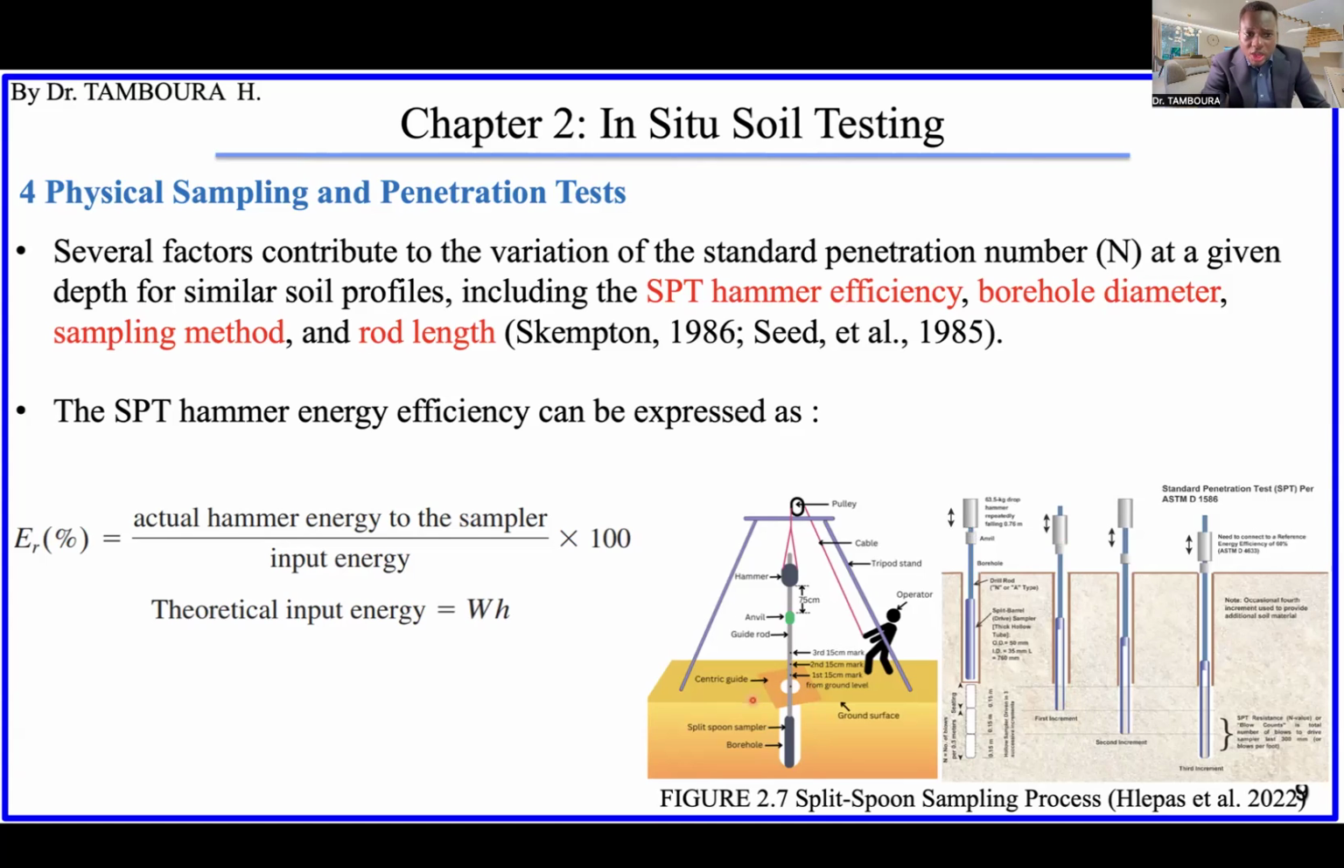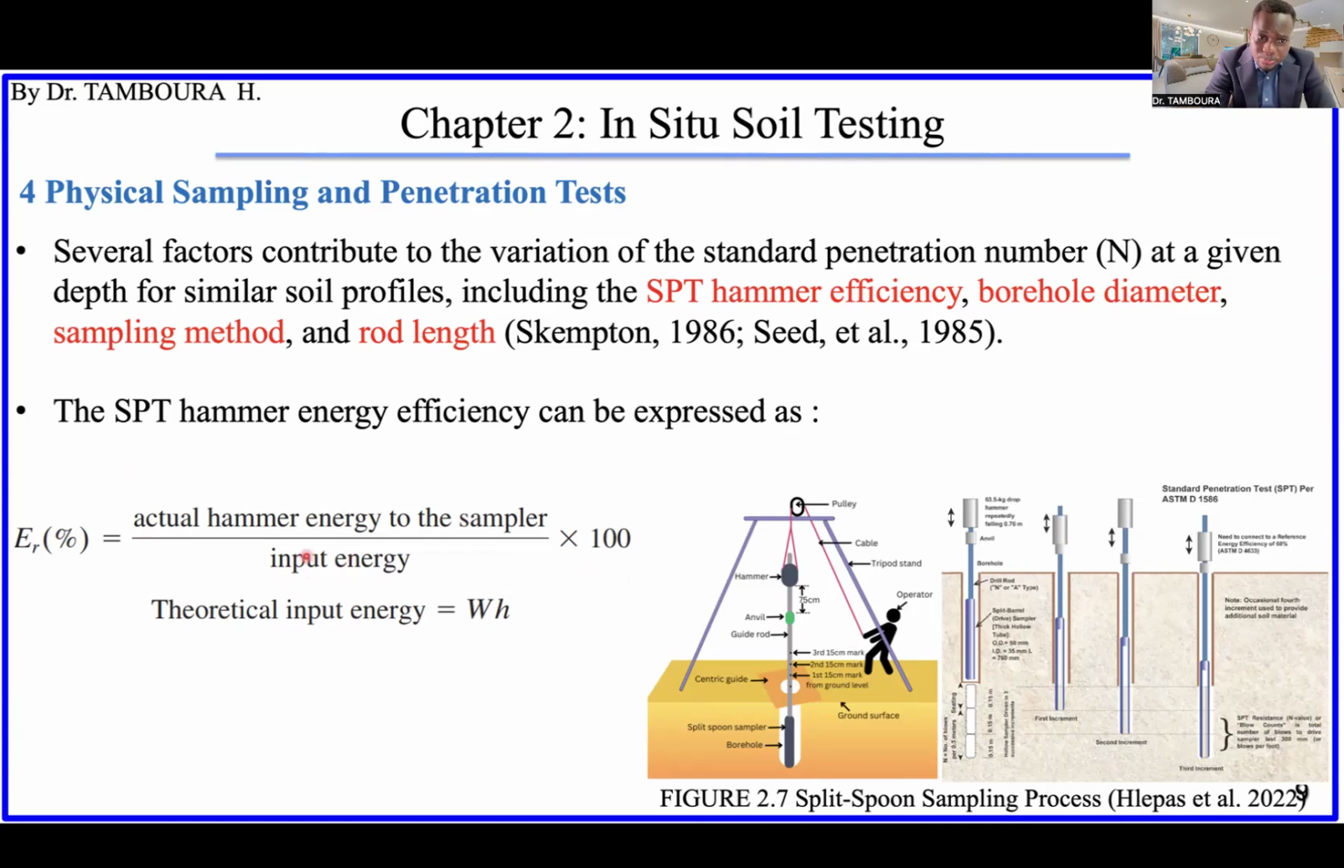That's why we need to investigate to know the efficiency. So the efficiency is the actual energy that the sampler is receiving, divided by the input energy. It means the theoretical energy, weight multiplied by H, the height. Multiplying by 100 is just to make it a percentage.